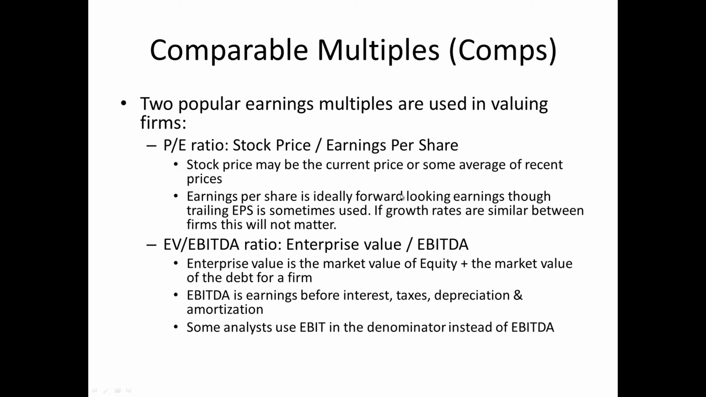Ideally, we like looking at forward-looking earnings. That's what would make it most consistent with the derivation that you can do from the discounted earnings model to the PE ratios. But it actually doesn't matter, and a lot of times people prefer trailing earnings because they're concrete and there's no guesswork in them. As long as you're using the same thing, so if you use trailing earnings to calculate your multiple, then you need to use trailing earnings in the firm that you want to value. There should be no problem.